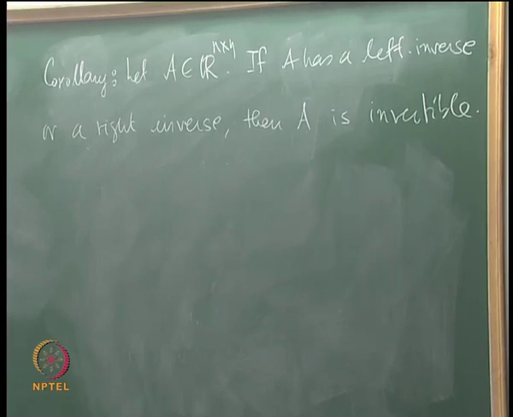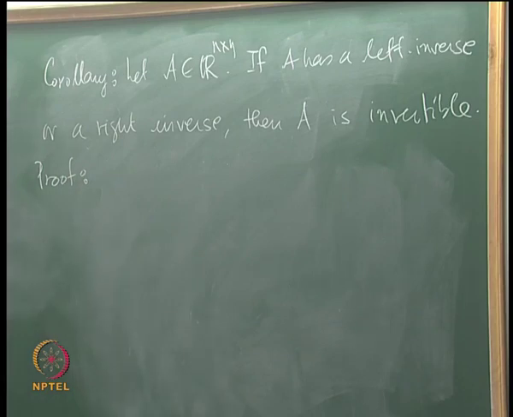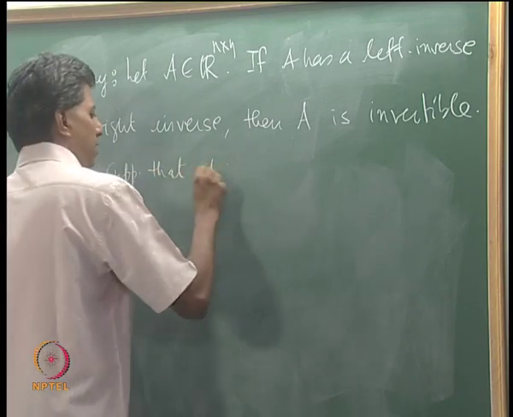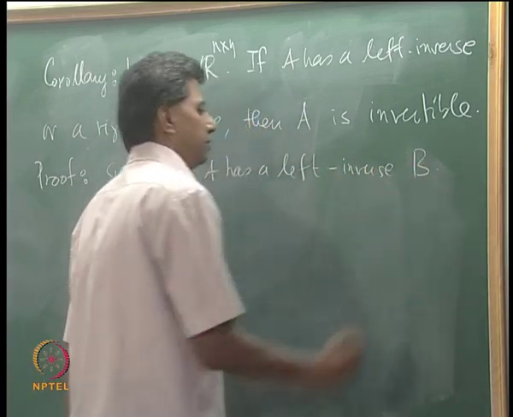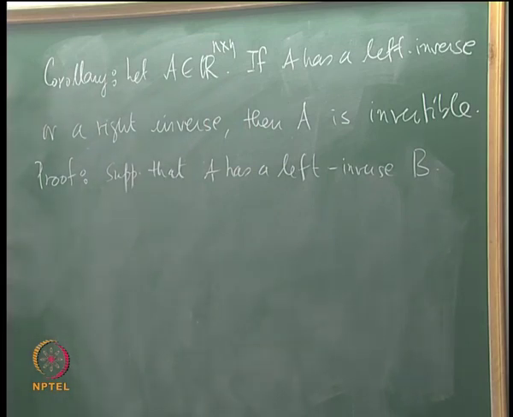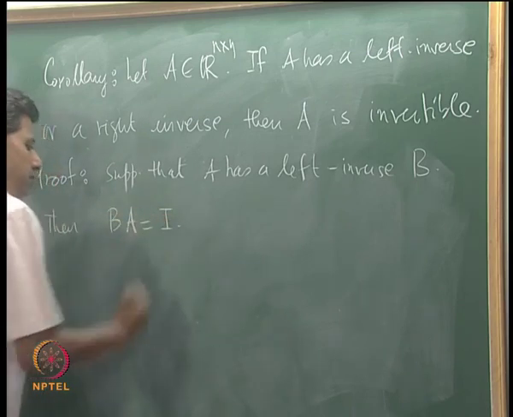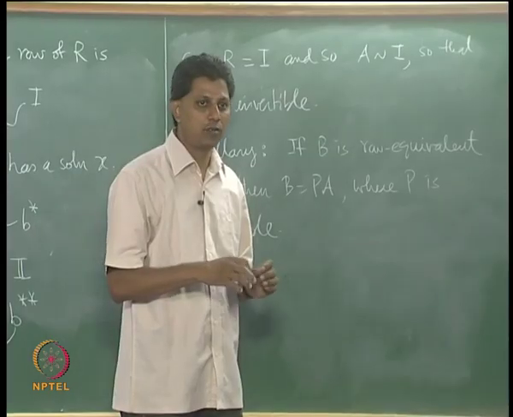Okay, quick proof. Let's first take the left inverse case. Suppose that A has a left inverse. I'll call it B. Then BA equals identity. Left inverse. So when I pre multiply A by B, I get identity. I want to show that A is invertible. I want to appeal to the previous theorem, which connects invertibility with homogeneous systems. I will show that the system Ax equal to 0 has only x equal to 0 as a solution.